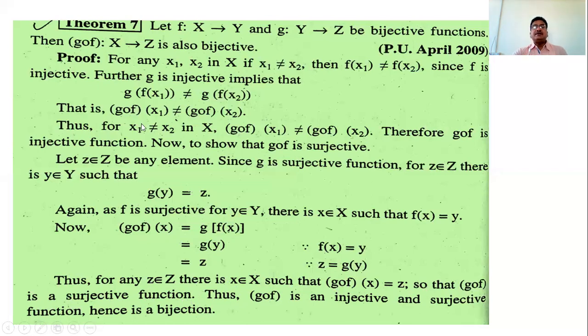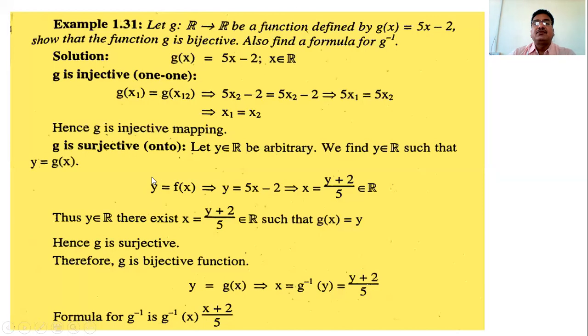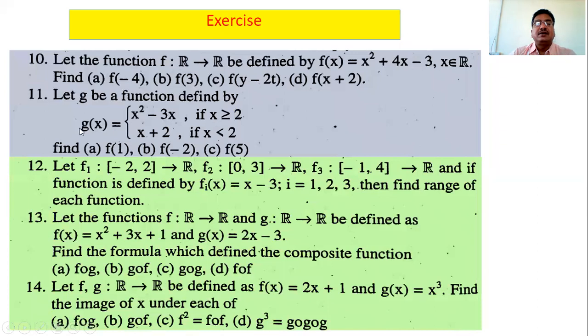So g circle f is an injective function, g circle f is a surjective function, and therefore g circle f is a bijective function. That is, if f and g are bijective, then their composition is also a bijective function. So these are some examples for exercise.